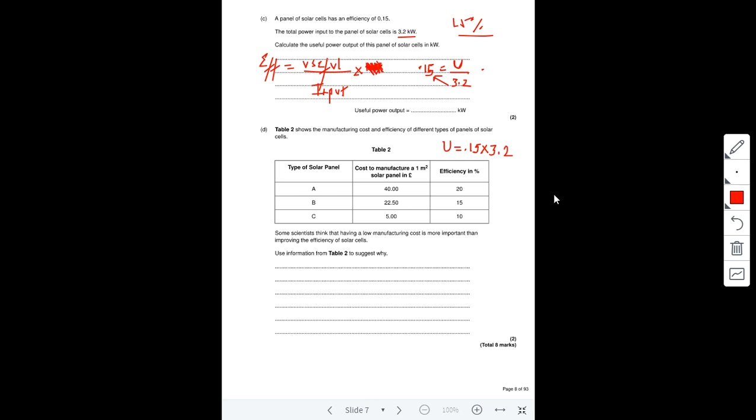What's 3.2 multiplied by 0.15? Just multiply 0.15 by 3.2. 0.48? Yes, it's 0.48. And 0.48 what? Like what's the unit? KW, it's kilowatts, right? It's in kilowatts. So your answer is 0.48 kilowatts. Okay. Is this question clear?